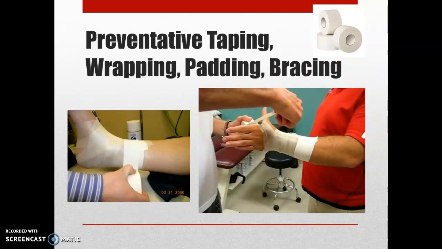Then we also have preventative taping, wrapping, and bracing. So if someone has a predisposition to spraining their wrist, we can put tape on it to try to prevent it.